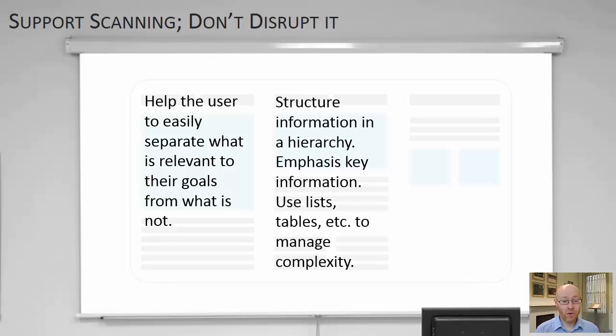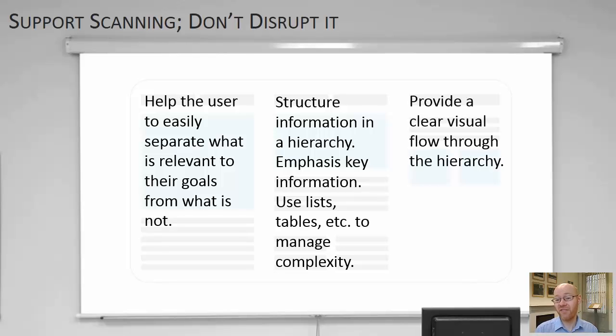To do this, we want to structure information in a hierarchy. Now, information control, all of this stuff, we want to emphasize key information. So if you like, the structural elements of our hierarchy, we want to make sure they are visible to the user. Use lists, use tables, a whole host of different things to manage complexity, to group things together so the user can understand there is a grouping and then can make a quick assessment. Do they need to delve into that grouping or skip over it?